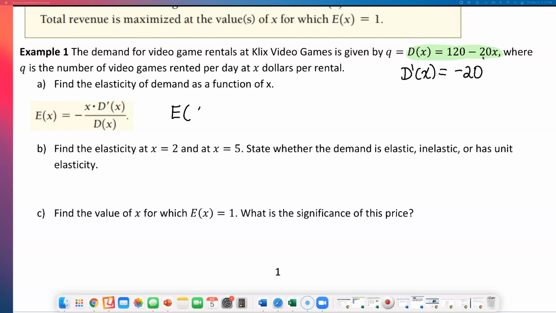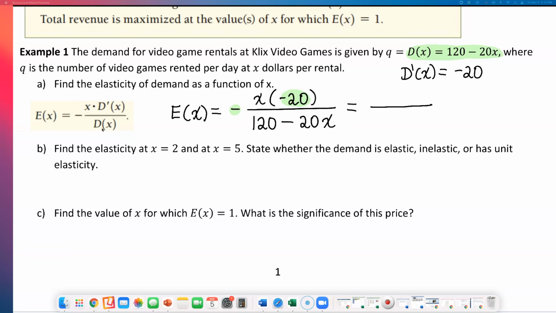E of x equals negative, I need a fraction, x, and I'm going to multiply this by d prime of x, which is negative 20. And I'm dividing this by d of x, which is 120 minus 20x. Let me simplify this, okay? I noticed that there is a negative here and there's negative 20 here. If I multiply negative times negative, that will give me 20. So I'll write down this is 20x on top of the fraction and 120 minus 20x in the denominator, okay? And that is the elasticity function, okay?